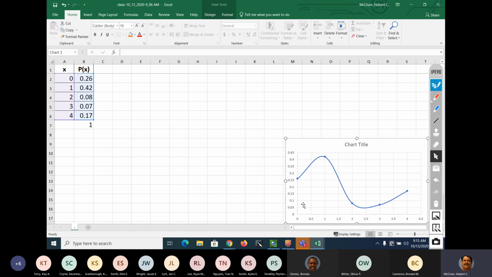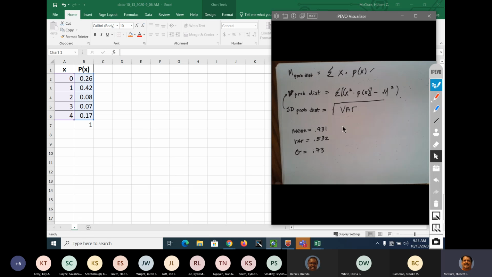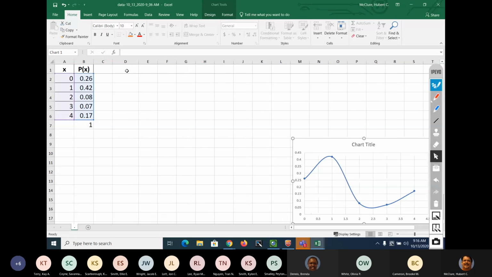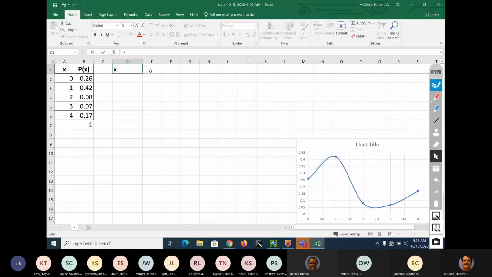Okay, with the formulas, first of all, I'm going to find the mean. I'm going to multiply x times p of x. So I'm going to have this little area right here, and I'm going to say x times p of x. So that's going to equal this times this. And copy that down and summation. So our mean is equal to 1.47.